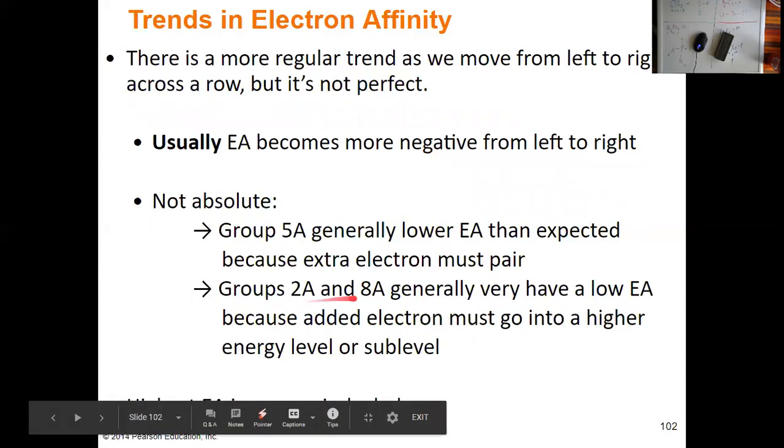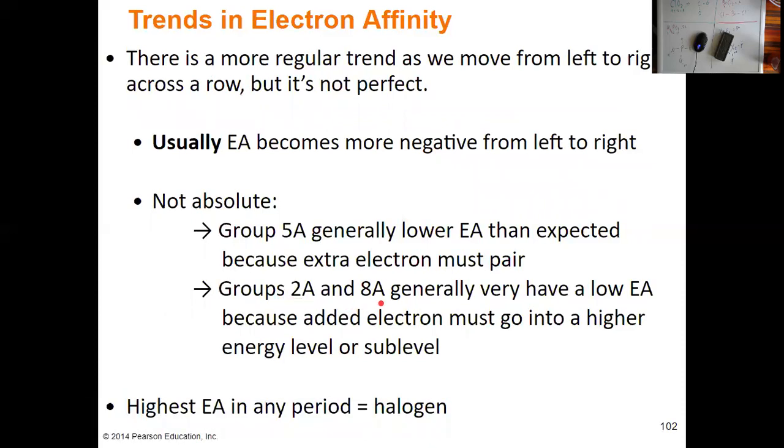For groups 2A and groups 8A, in either case, it's pretty easy to see because we already have full sublevels, right? Because in group 2A, we have an ns2 sublevel. So we have a full s sublevel. In group 8A, we have np6. So our p sublevel is completely full. If we added an electron to either of those sublevels, we would have to add an entire additional energy level or an additional sublevel, right? It would cost us energy to do that.